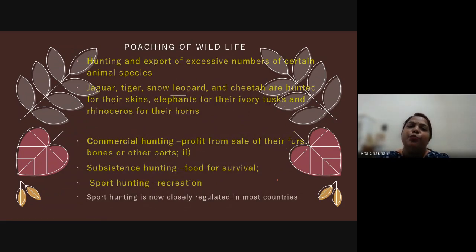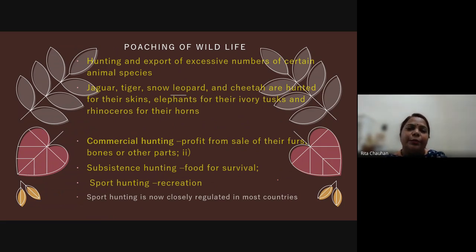Then there is poaching of wildlife. Now it is banned in most countries, but earlier a lot of rich people were hunting and exporting animals like the jaguar, tiger, and snow leopard for their skin, and cheetahs were hunted for their skins. Then elephants are hunted for their ivory tusks. Africa has so many elephants. It's a place for elephants. Then rhinoceros are also hunted for their horns.